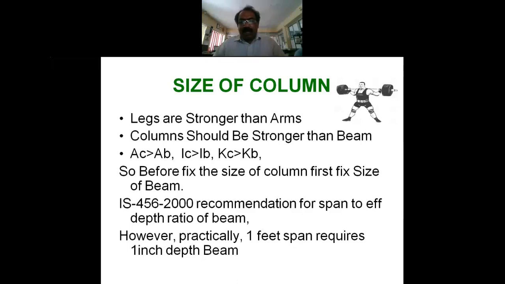Similarly, stronger legs than arms means stronger columns than beams. This is called strong column, weak beam. How can a column be stronger than a beam? The first condition is that Ac is greater than Ab: the area of cross section of the column should be more than the area of cross section of the beam. You may arrive at the beam size by some procedures. The moment of inertia I of the column should be more than the moment of inertia of the beam. The stiffness EI by L of the column should be more than EI by L of the beam.